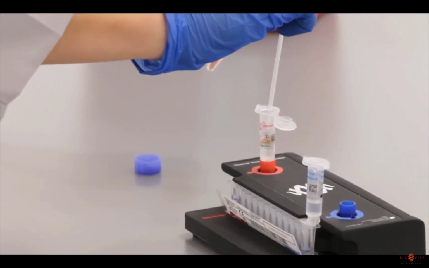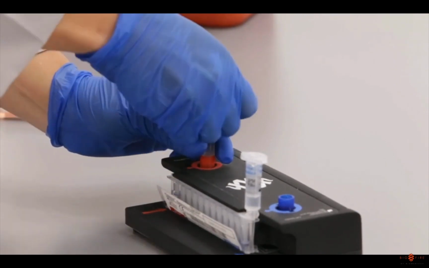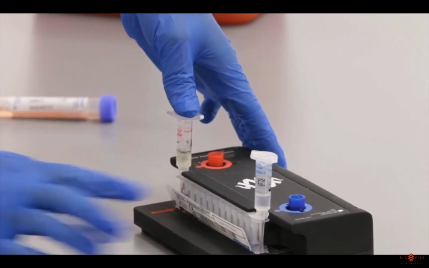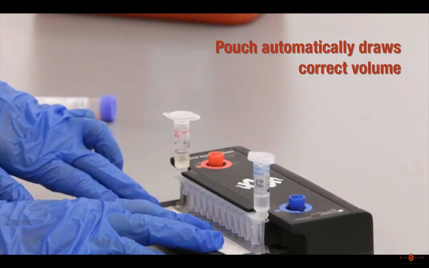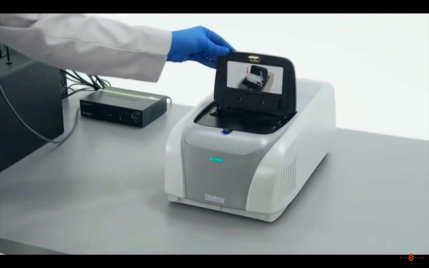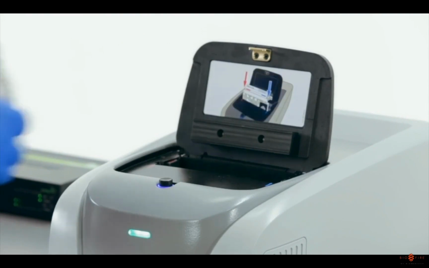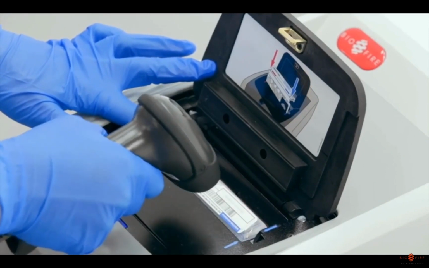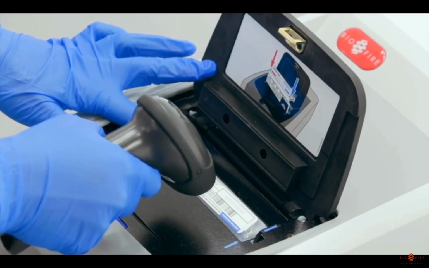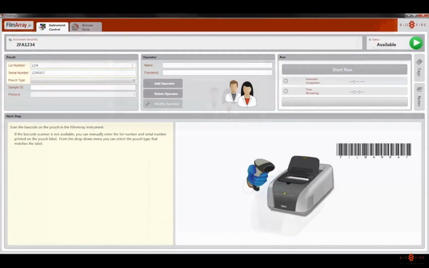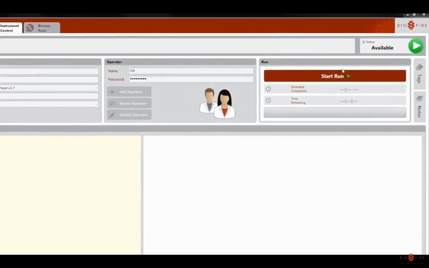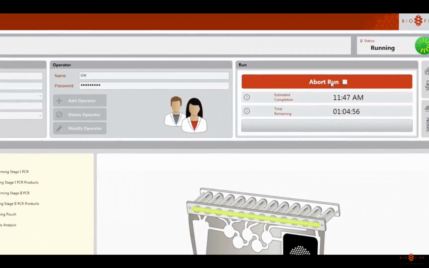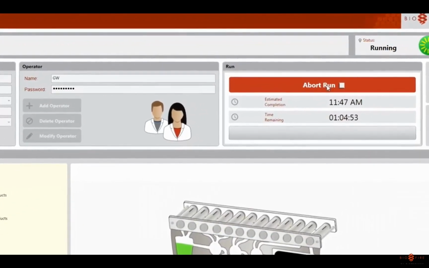Next, sample is added to the FilmArray sample buffer. This solution is then mixed and injected into the FilmArray pouch through the red inlet port located on the left side of the pouch. Again, the vacuum in the pouch automatically draws the required volume. The FilmArray instrument is now ready to set up. The FilmArray pouch is loaded into the FilmArray instrument and a barcode reader is used to enter the pouch ID. The sample ID can also be scanned with the barcode reader or entered manually. Last, the user ID and password are entered and then the run is started. You are free to walk away since all remaining steps are completely automated. The FilmArray displays the remaining time.